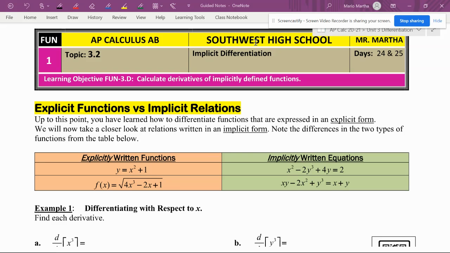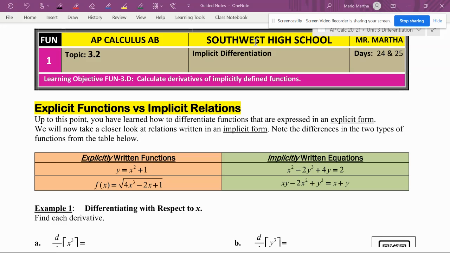So we have explicit functions and we also have implicit relations. Up to this point, you've learned how to differentiate functions that are expressed in an explicit form. We will now take a closer look at relations written in an implicit form. Note the differences in the two types of functions from the tables below.